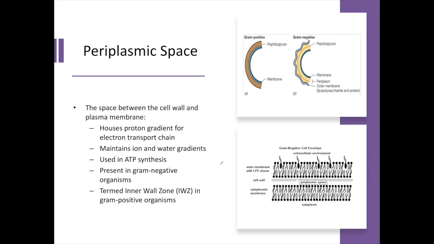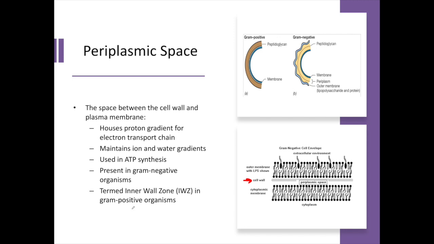That brings us to the periplasmic space. The periplasmic space, again, is that space in between the cell membranes. The cell wall is located within it. So in gram-negative cells, we call this the periplasmic space. In gram-positive cells, they just call it an inner wall zone. And it's the space between the cell wall and the cell membrane in gram-positives. In gram-negatives, it's the space between the outer membrane and the cell membrane.